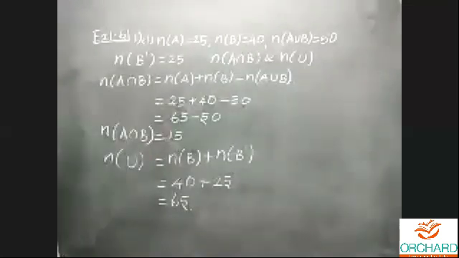This is only the idea for the first subdivision. Once you are finished, you can try the second subdivision. The same idea applies, but for the second subdivision you want to find n of B and n of U, the universal set.